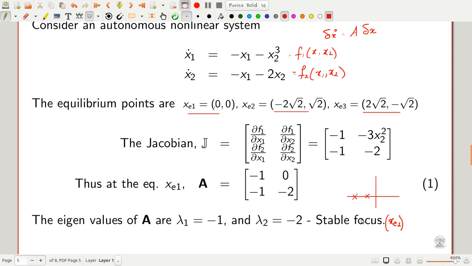Okay, so now we will look at the next equilibrium point and see what happens to the A matrix.